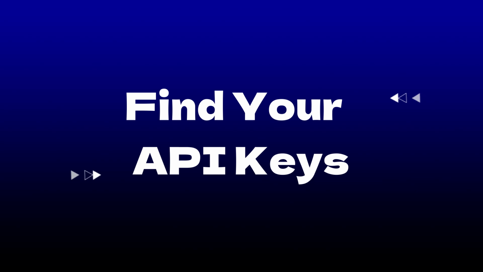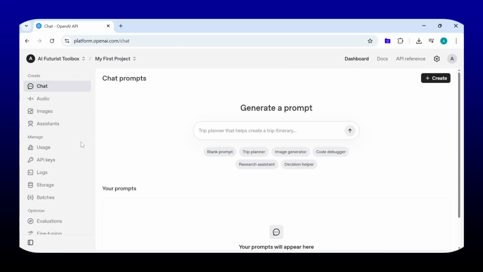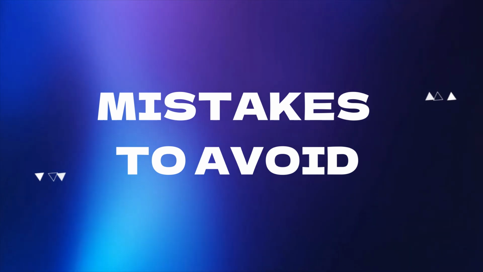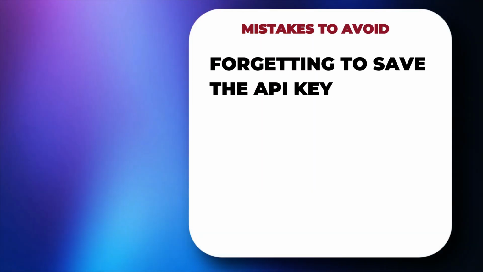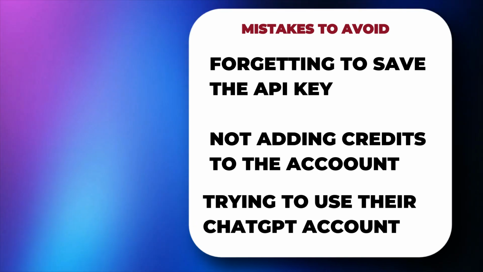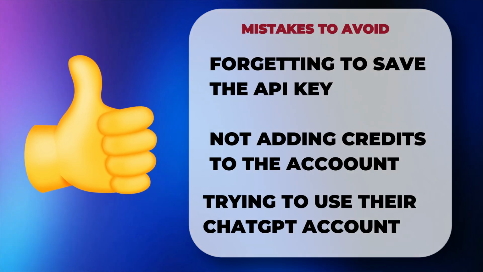If you need to find your API keys later, it's quite simple. From the home page, head over to the dashboard, then click API keys in the left menu. Here, you will see all the keys you have created. You can edit them, delete them, or create new ones. The biggest mistakes I see people make are forgetting to save the API key immediately, not adding credits to their account, and trying to use their ChatGPT login credentials. Avoid these 3 pitfalls and you are golden.